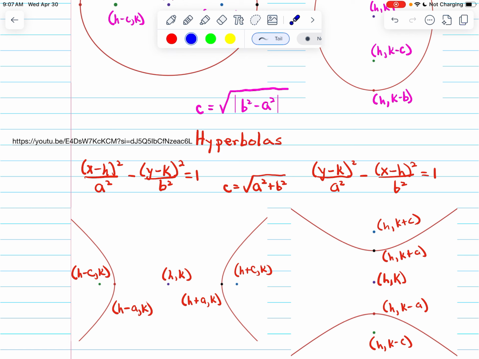Now, if we have the y term being squared, it opens like this. So now we're going to act on the y's here. We start at hk. To get to the vertex, we go up a units, see, and down a units. To get to the foci, we go up c units and down c units.